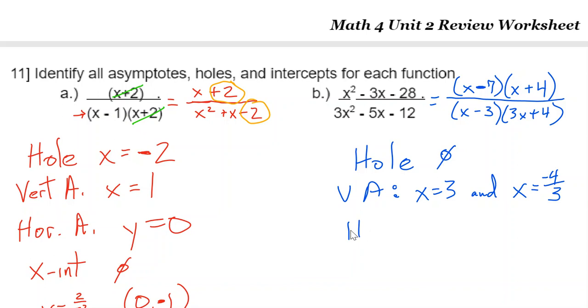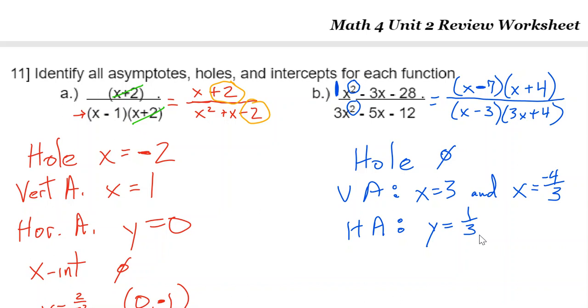And then there is the horizontal asymptote. I've got an x squared here, I've got an x squared there. They match, which means I'm going to pay attention to the coefficients up front. I've got a 1/3, y equals 1/3, and that's going to be my horizontal asymptote.